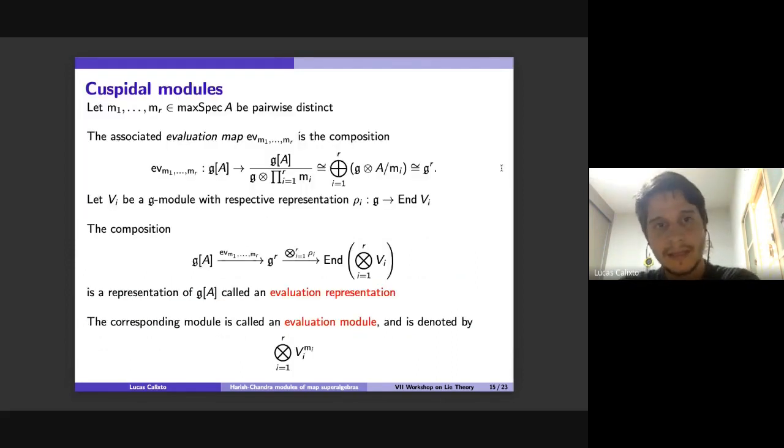Okay, as I said, now I'm interested in the classification of cuspidal modules. So let me try to classify them. For these, we are going to use the so-called evaluation modules. So let me describe what these are.